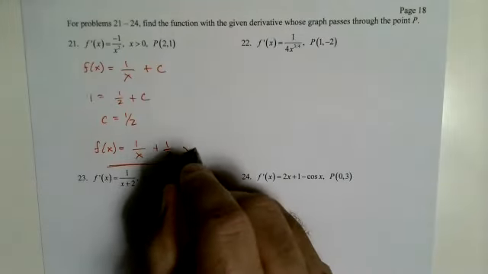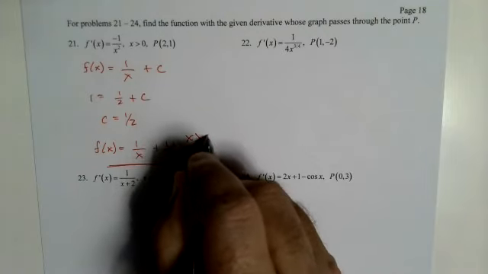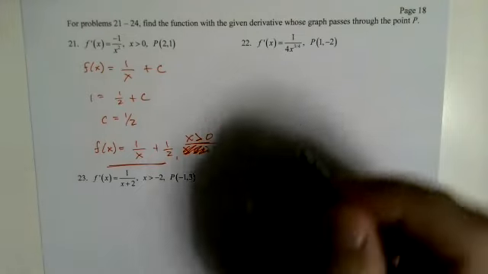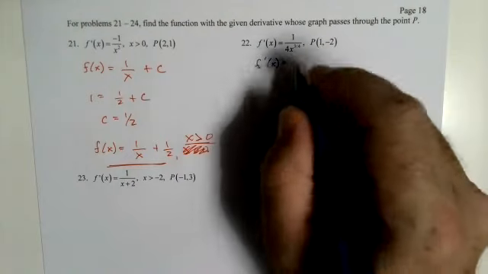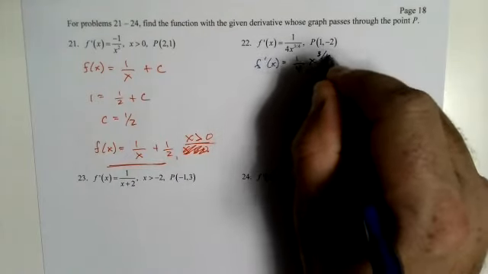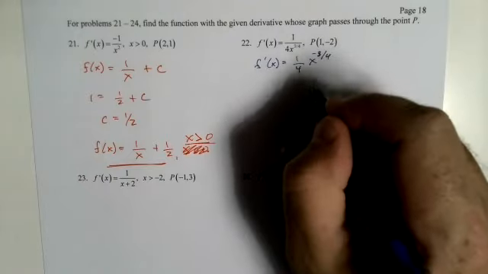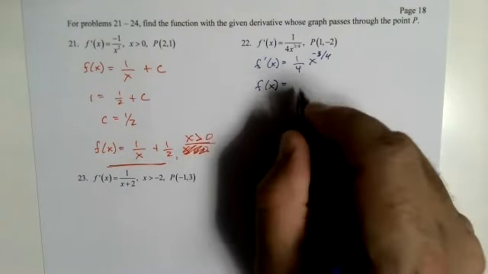And they said that x is greater than 0. Oops, what the heck just happened? X is greater than 0. So I have to think a little bit about this. 1 over 4, x to the negative 3/4. Well, I know we add 1, that gives me 1/4, and we divide by 1/4, which cancels this out. So let's see if that's correct.